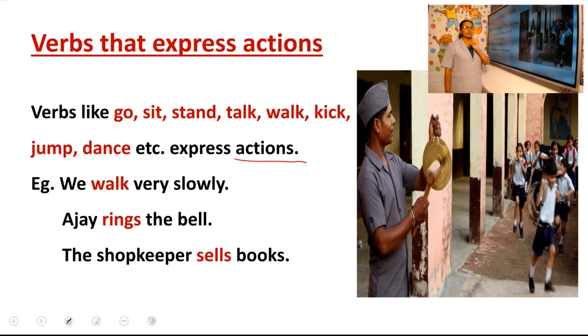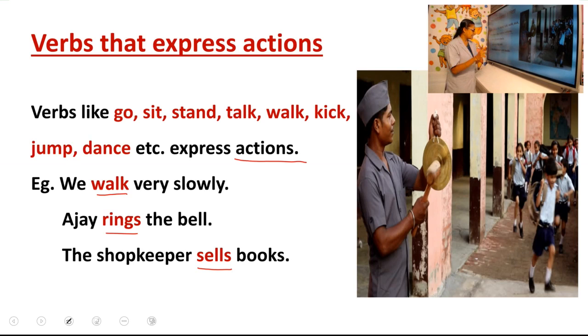See this example. We walk very slowly. So here, the word walk shows what? An action. Understand? So here, the word walk, it's a doing word. That is a verb. Ajay rings the bell. See, in this picture you can see Ajay and what he is doing. What action is going on there? He rings the bell. Rings, that's an action. So, rings, it is a verb. The shopkeeper sells books. Sells. The word sells expresses what? Action. That's also a verb. Clear? So, verbs are action words or doing words.